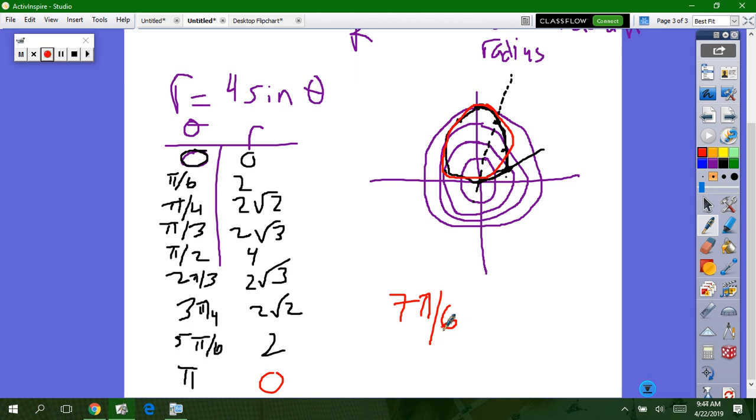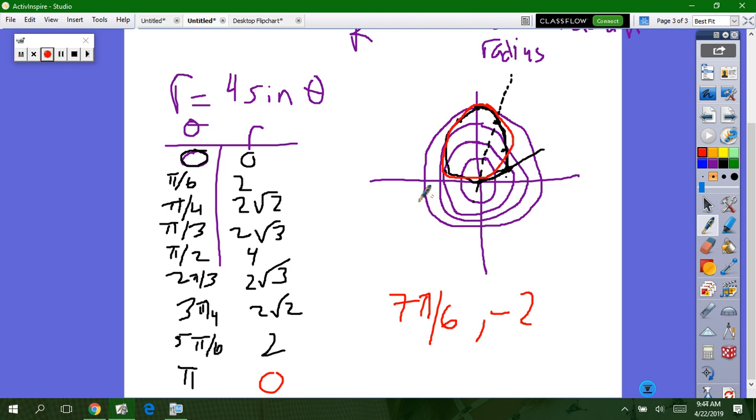7 pi sixths. I actually don't have to even plot this and I'd still get the same graph. But when I plug it in, sine of 7 pi 6 is -1/2 times 4 is -2. Now what is this -2 representing? The radius. Is there such thing as a radius of -2? No, so here's what happens, ladies and gentlemen.